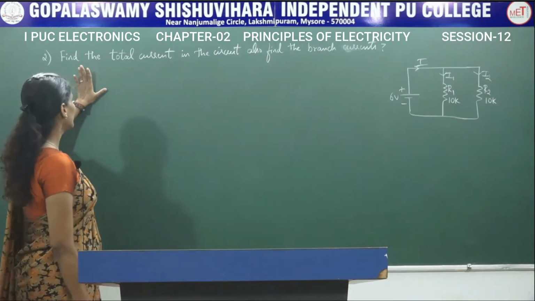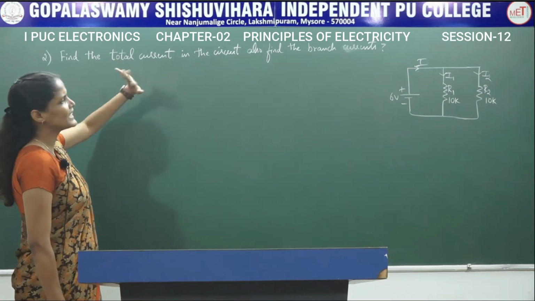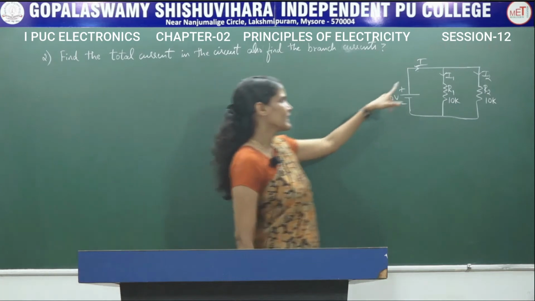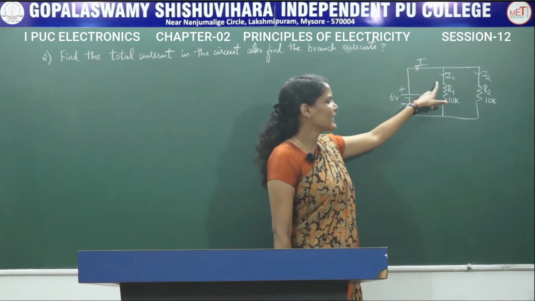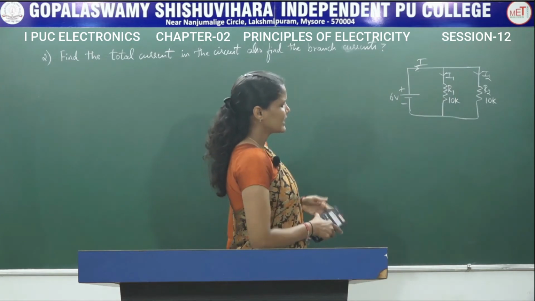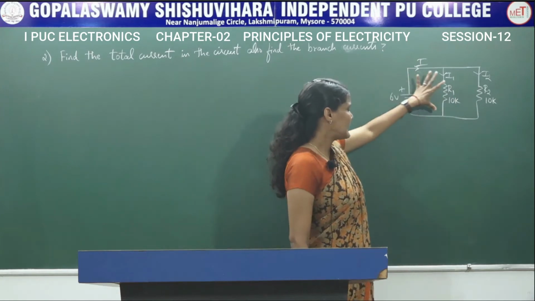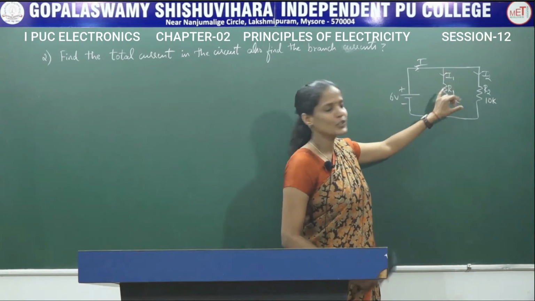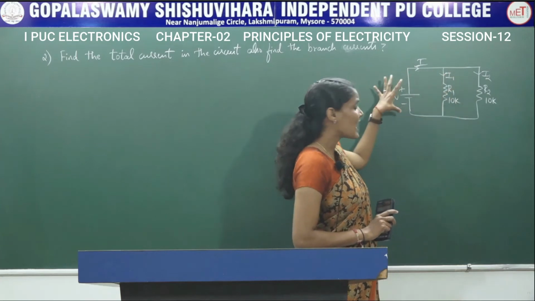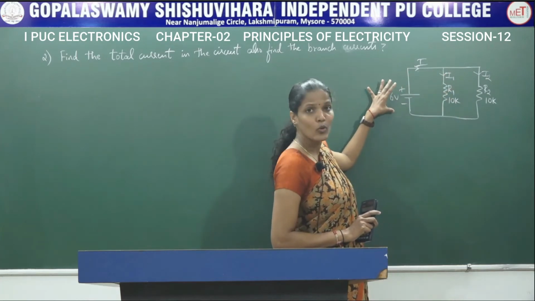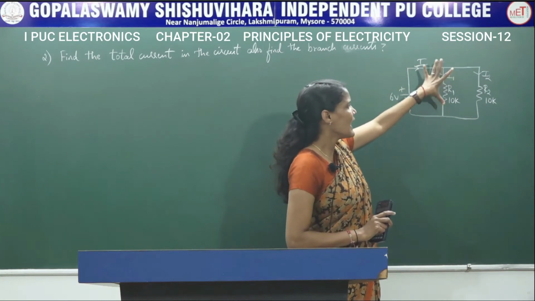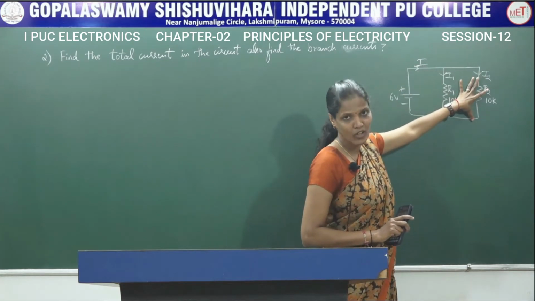This is the next problem where you have to find out the total current in the circuit and also the branch currents. Total current is nothing but I, and the branch currents are nothing but I1 and I2. So if you look into this diagram, these resistors, that is R1 and R2, are connected in parallel. So the voltage across these resistors is the same, that is 6 volts itself. This 6 volts will be appearing across R1 and the same 6 volts will be appearing across R2.